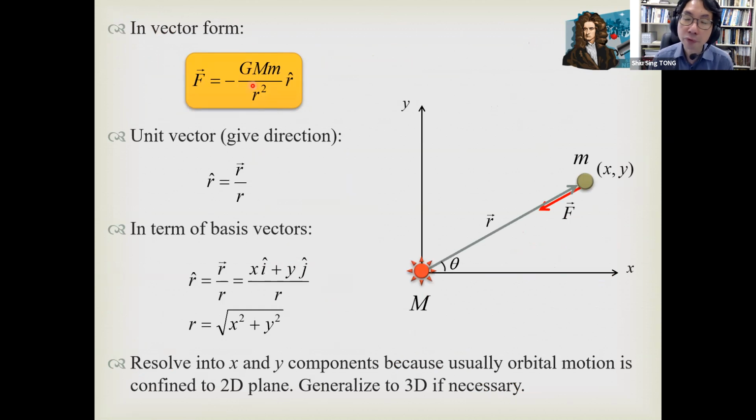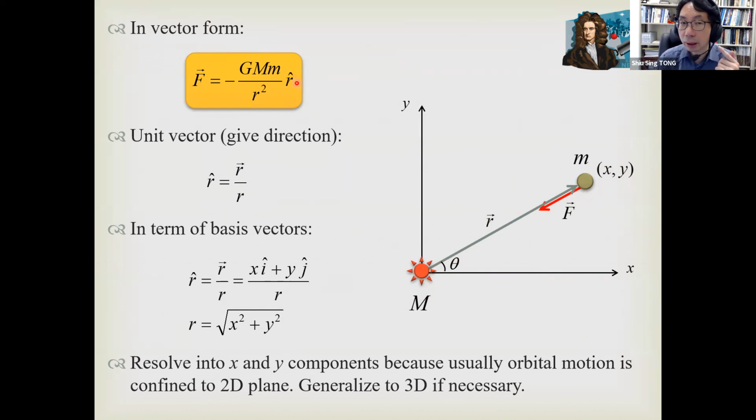Now I should write, for convenience of calculation, the gravitational force in vector form. Suppose I have the sun located at the center of a coordinate system, and it attracts a planet. The planet has a mass m and is located at a point x, y in this coordinate system. So the position vector of the planet is the vector that points from the sun to the planet. I call that vector r.